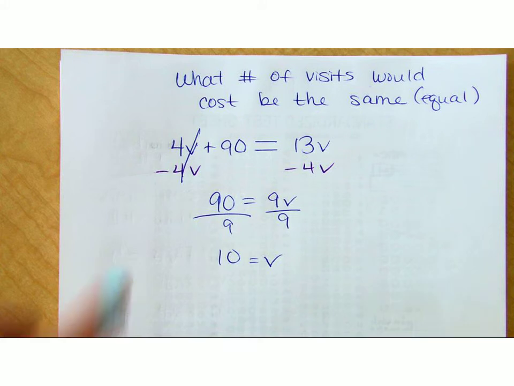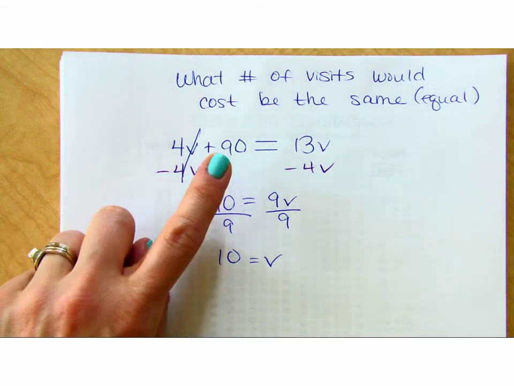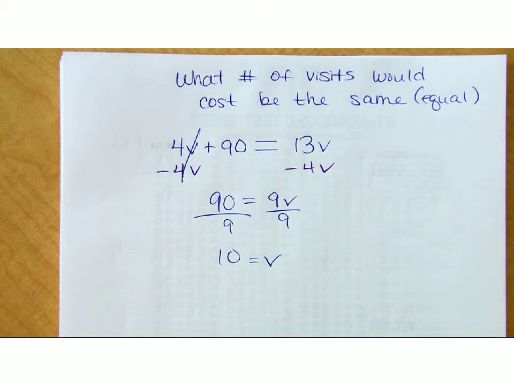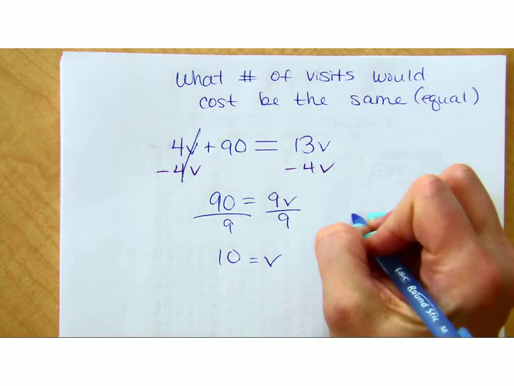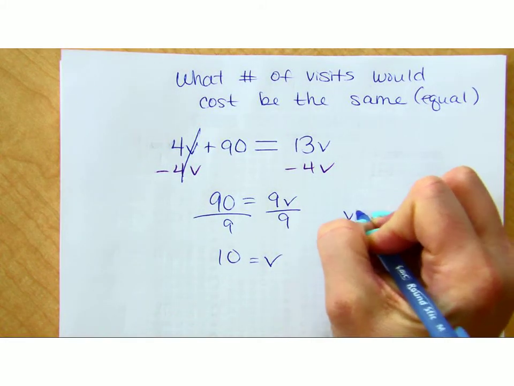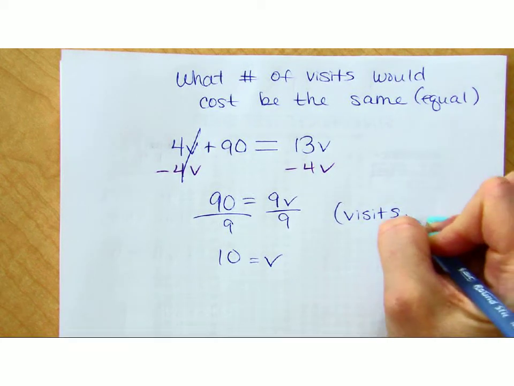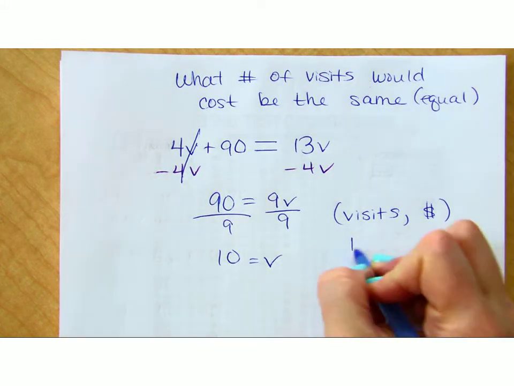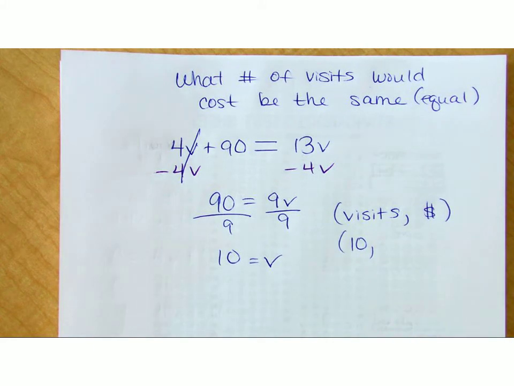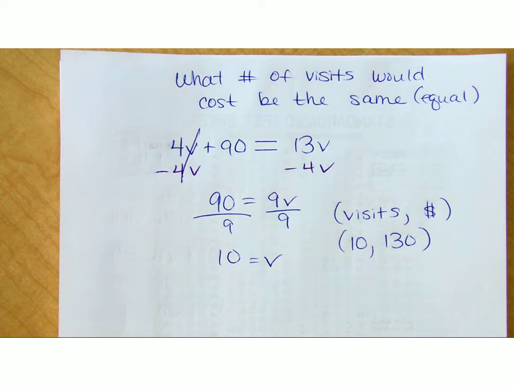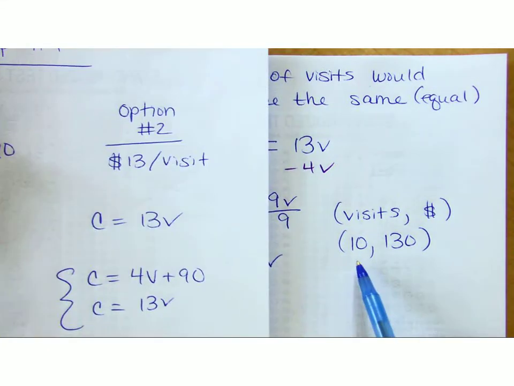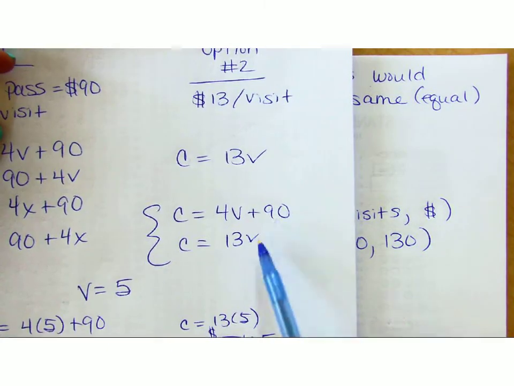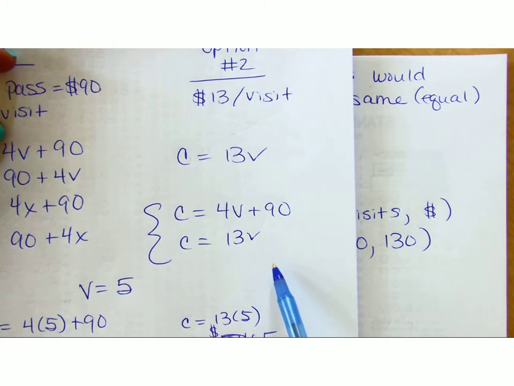Put 10 there. 40 plus 90. So when I put 10 in for both of these expressions, it's $130. So if this is visits, comma, cost, what ordered pair did I just discover? 10, comma, 130. Hey, so you mean that 10, comma, 130 is the solution to this? Do you see how that tied into it as a word problem?